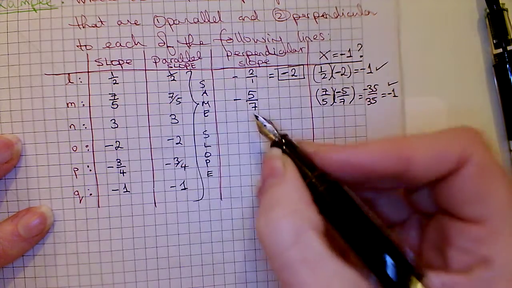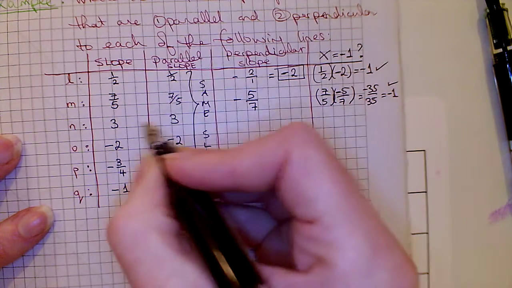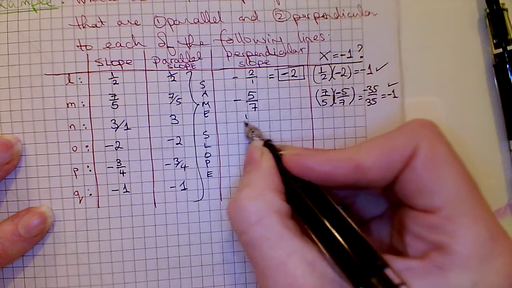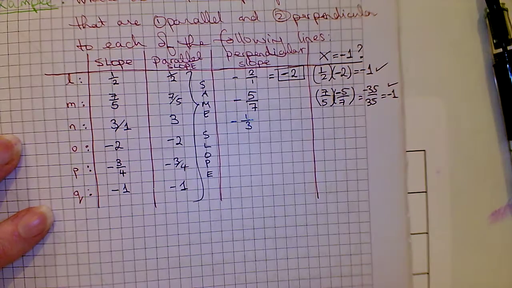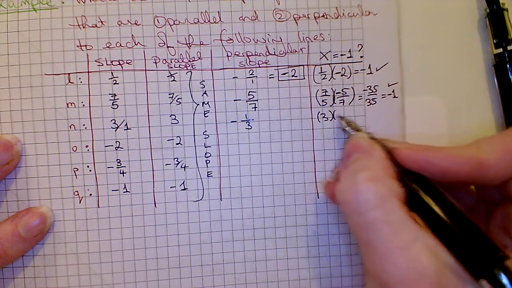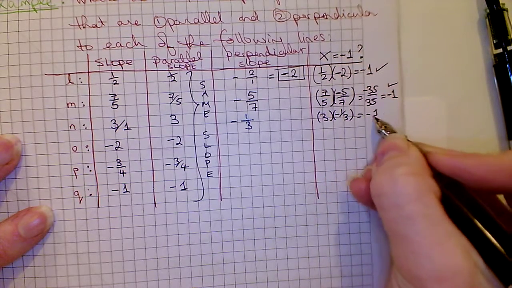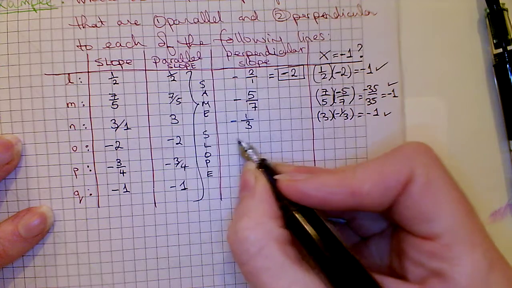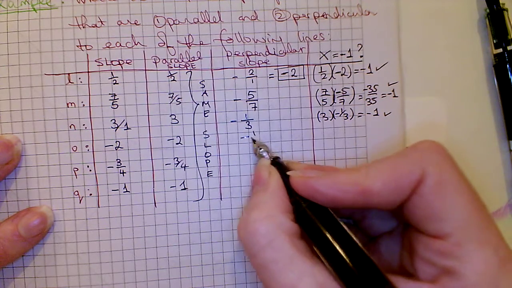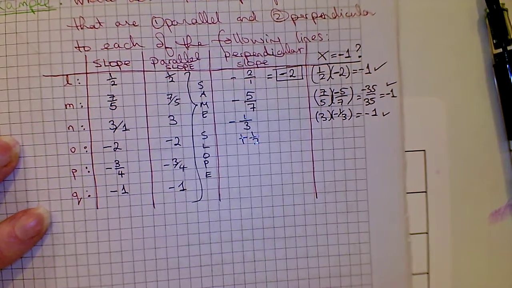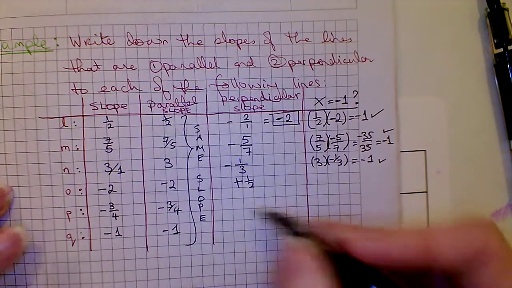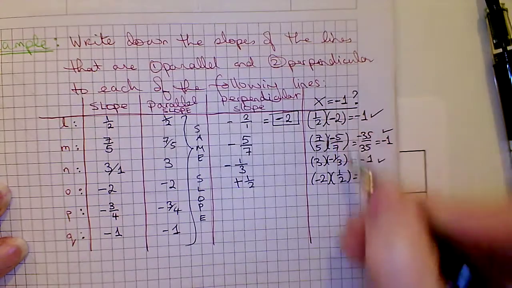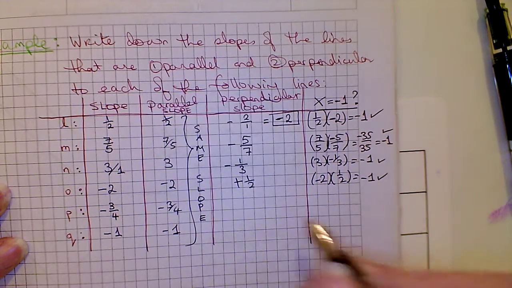This one, 3. How do I turn 3 upside down? Well, this is really 3 over 1. So to turn it upside down, I get 1/3. Change the sign, it's minus. Is 3 by minus 1/3 equal to minus 1? It is, of course. Minus 2, turn it upside down, and it becomes minus 1/2, but change the sign and it's plus. So this one is plus. And is a minus 2 by a plus 1/2 equal to minus 1? Well, it's the same calculation as up here, so yes, it is.